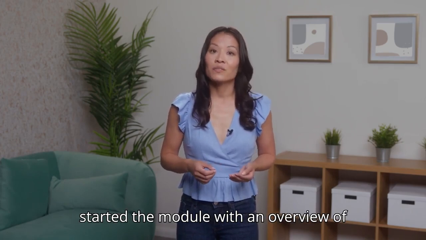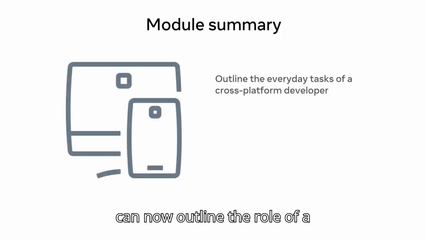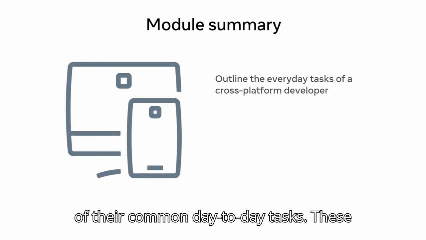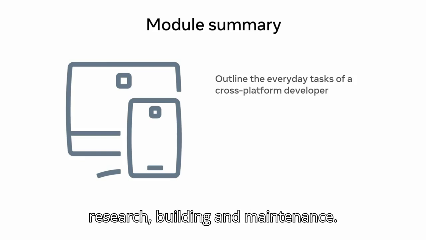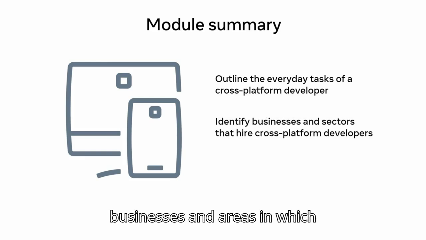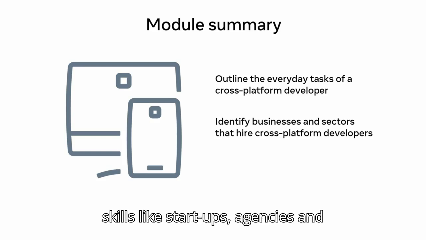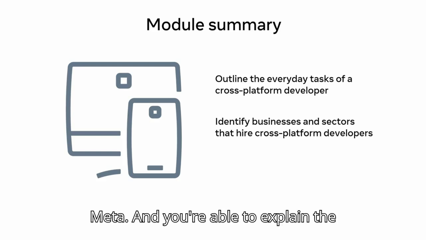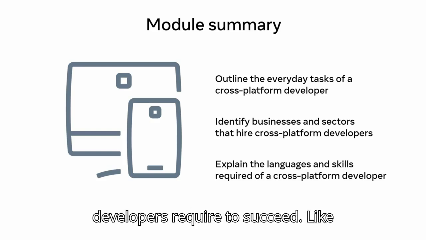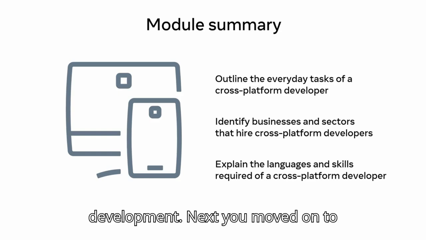You started the module with an overview of cross-platform developer roles, and you can now outline the role of a cross-platform developer by listing some of their common day-to-day tasks. These include design, planning, research, building, and maintenance. You can also identify several of the businesses and areas in which cross-platform developers share their skills, like startups, agencies, and Meta. And you're able to explain the languages and skills that cross-platform developers require to succeed, like JavaScript and user interface, or UI development.